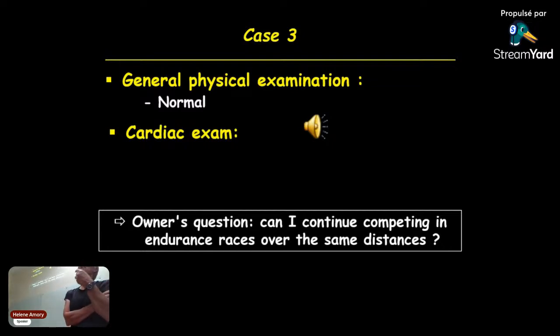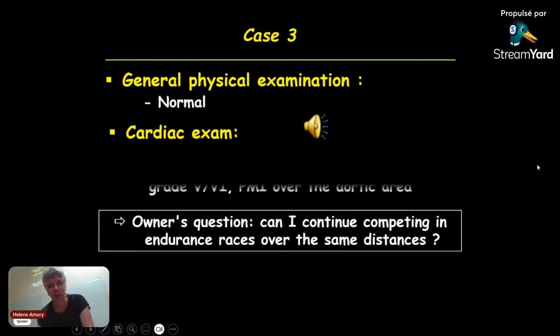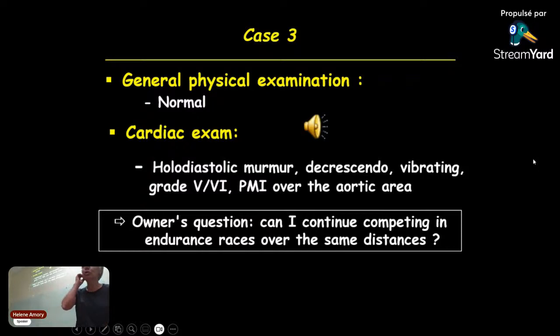When you have a murmur like this, so roaring, and in an old horse, always think of something we are going to see just after this. Indeed, holodiastolic, decrescendo, it's vibrating, roaring. The grade is 4 out of 6, and the point of maximal intensity is over the aortic area. Thus, my first question would be, what is your diagnosis?